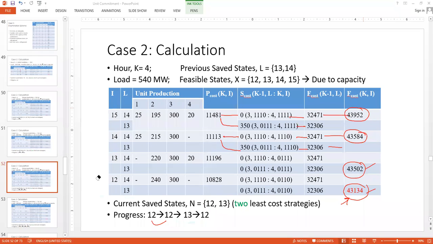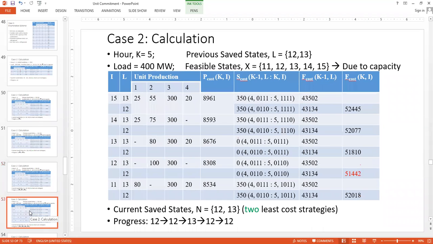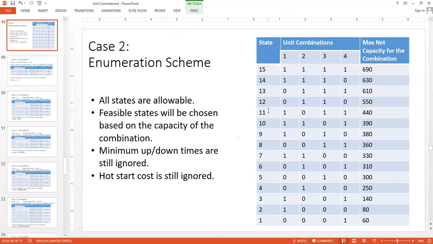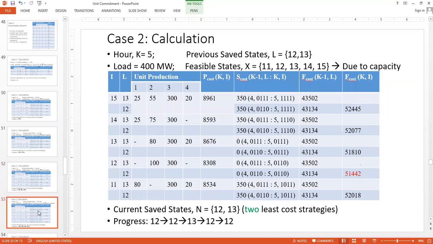So of course the load would be updated, the load magnitude. So let's check the load magnitude. Okay, it is reduced to 400. The previously saved states are 12 and 13. Now the feasible state has increased. Okay, number 11 state is also now, you see, 440 it can produce. The demand is 400. So state 11 will now come into play. It will also take part in the competition. Previously saved states are taken from the previous slide, 12 and 13.